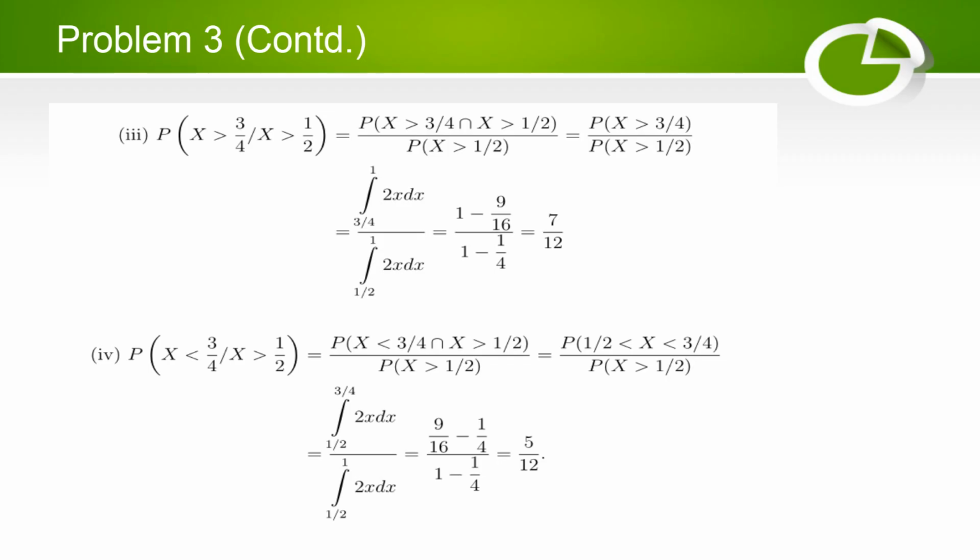P of x less than 3/4, given that x greater than 1/2, equals P of x less than 3/4 intersection x greater than 1/2 divided by P of x greater than 1/2, equals P of 1/2 less than x less than 3/4 divided by P of x greater than 1/2, equals integral 1/2 to 3/4 of x dx divided by integral 1/2 to 1 of x dx, equals (9/16 minus 1/4) divided by (1 minus 1/4), equals 5/12.